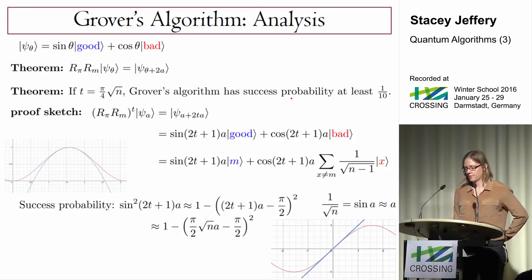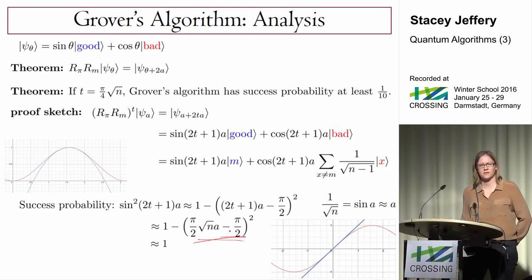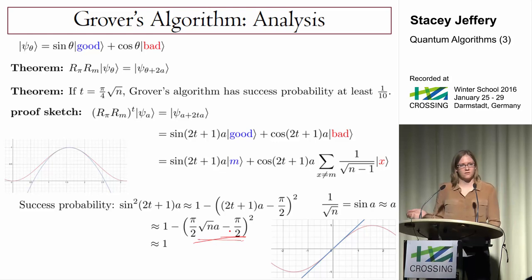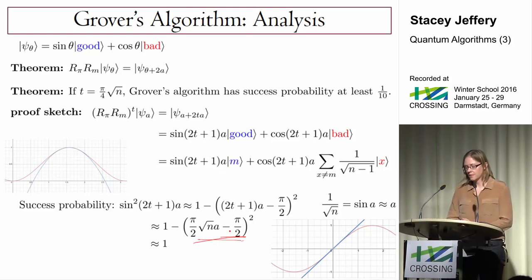Okay, and so when you plug in a equals 1 over square root of n to here, then this is going to vanish. And so we get that the success probability is approximately 1. And by approximately 1, I mean like 1/10, but that's close enough. And again, if you want to get all the constants and everything, you can see a more formal analysis in the handout. But this just shows you that with constant probability, Grover's algorithm, as I presented it, will be successful.